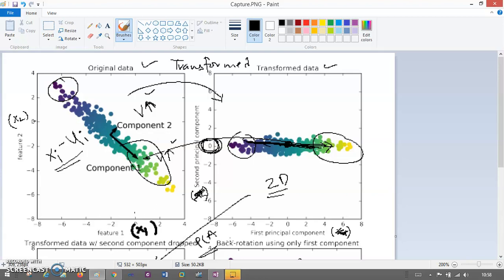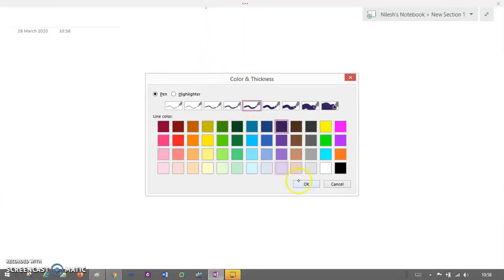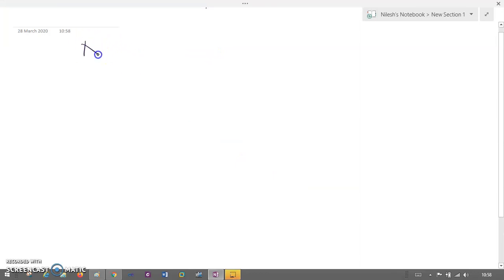So now we're going to understand non-negative matrix factorization. So I'll take a new page over here, and I will take the color, and this is going to be non-negative matrix factorization.